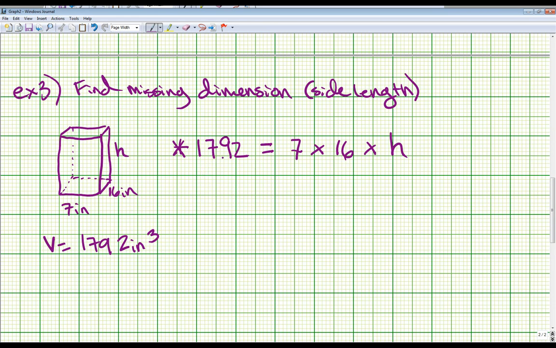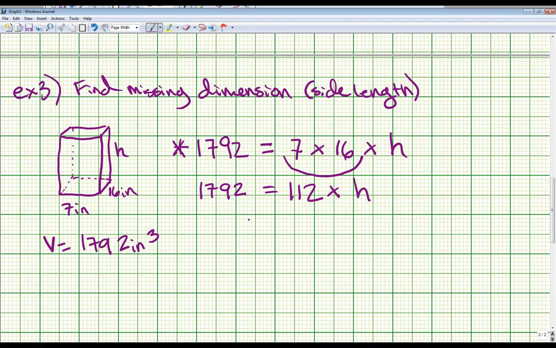Now we want to solve the equation and figure out what is this height. So if I look over here, I see 7 times 16. I can actually put those together by multiplying. So that'll going to be our first step. So we didn't change this first number, but we are going to change these two numbers because we're going to multiply those two together. When I do 7 times 16, I get 112. So I have 112 times height equals 1792.